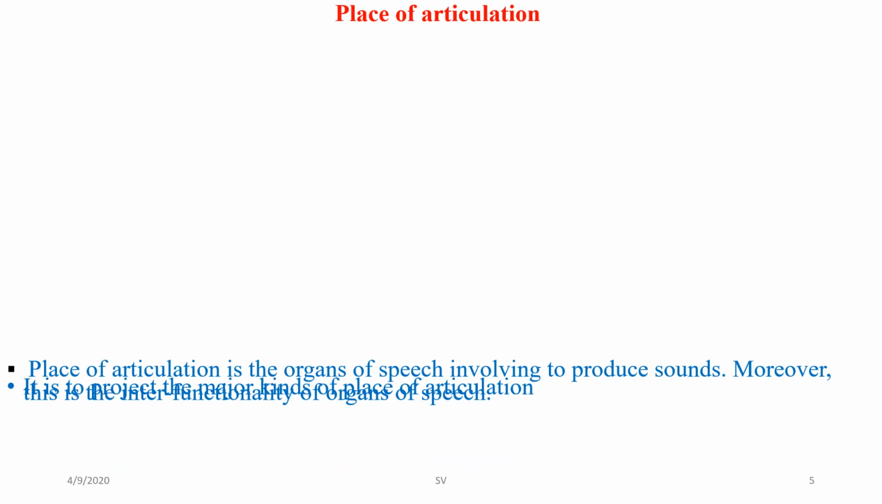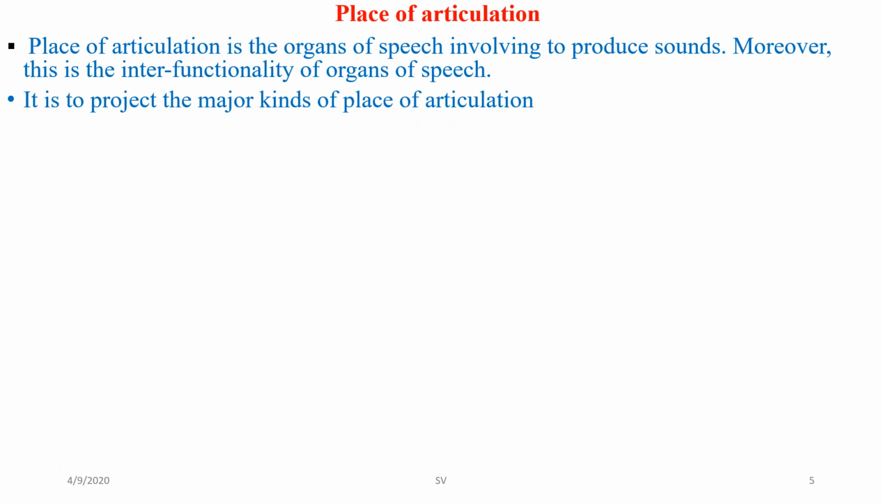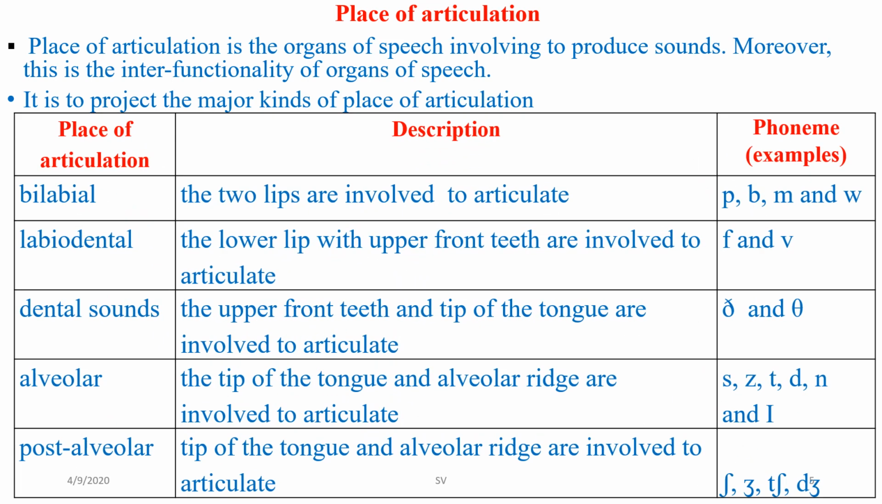Place of articulation. Place of articulation refers to the organs of speech involved to produce sounds. Moreover, this is the interfunctionality of organs of speech. It is to project the major kinds of place of articulation. Number one, bilabial. The two lips are involved to articulate. The examples are p, b, m, and w.